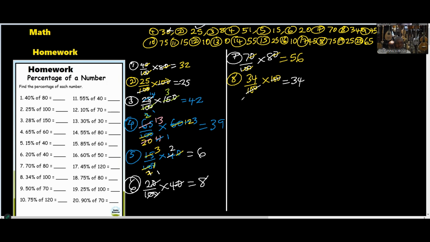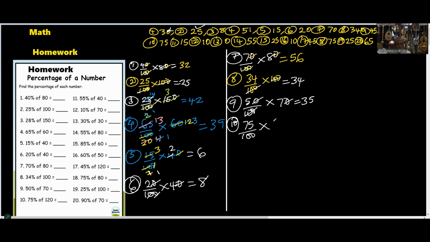34. Number 9, we have 50% of 70. So two zeros will cancel two zeros. What do you have left? 5 times 7, that's what? 35. That is half of 70, yes or no? Yes. Good.